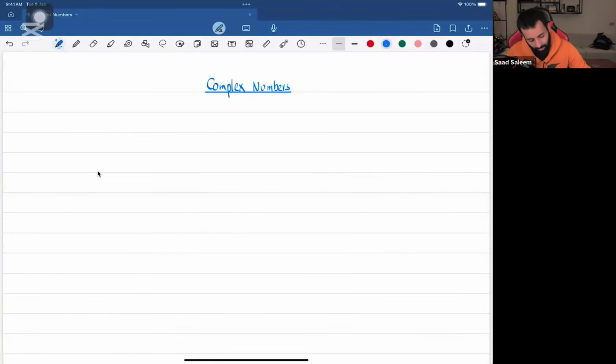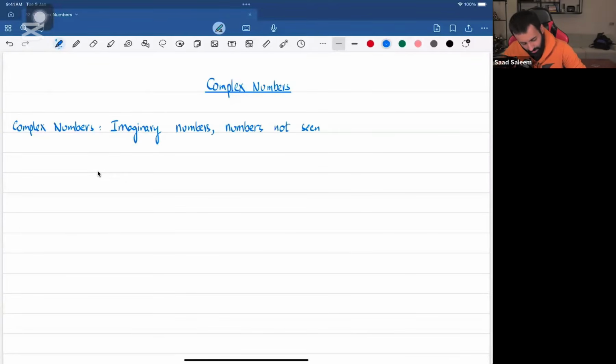Okay, so what are complex numbers? Complex numbers are basically imaginary numbers. Numbers that we don't see on the number line. So they are imaginary numbers, that is, numbers not seen on the number line. For example, if you try and take out the square root of -9, okay?